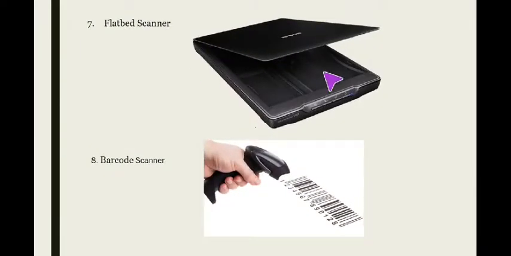This is a flatbed scanner. A flatbed scanner has a flat surface. As you can see, here is a flat surface on which the document and image to be scanned is placed. And the barcode is a group of vertical lines. As you can see, these bars contain information about the product on which it is printed. These are always attached to a product, and these barcodes contain information about those products.